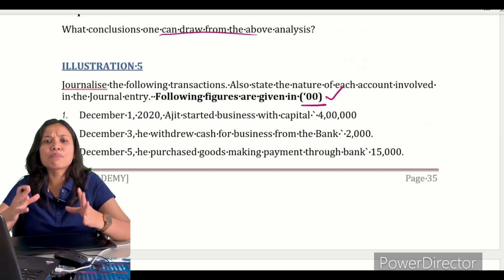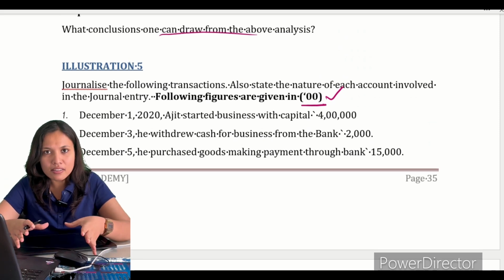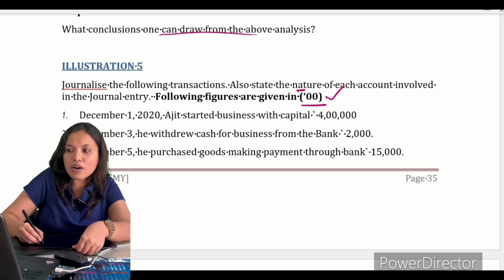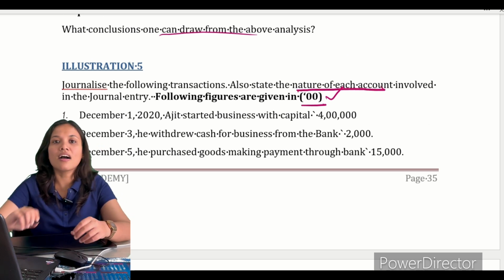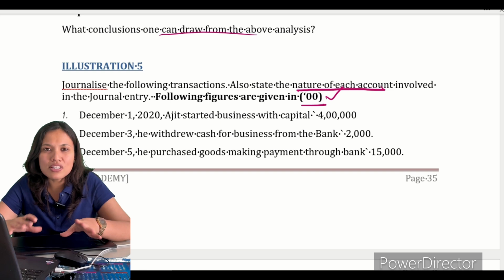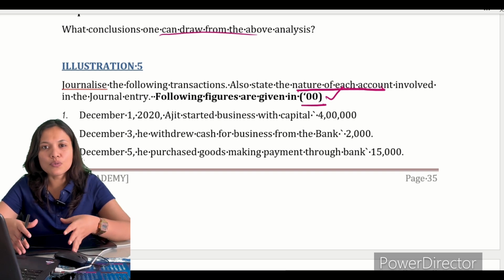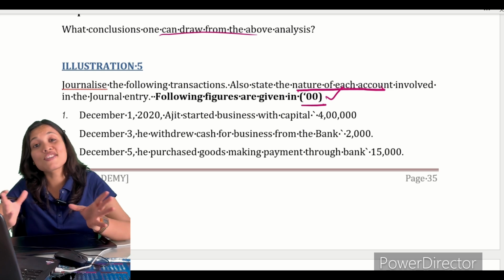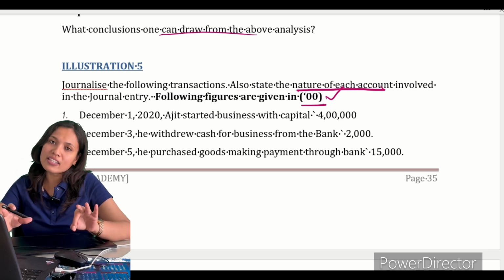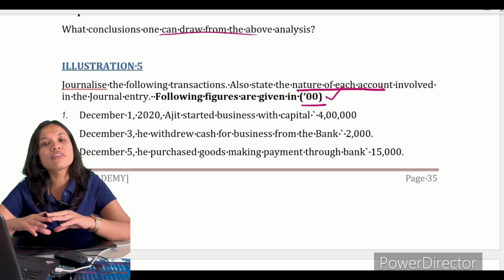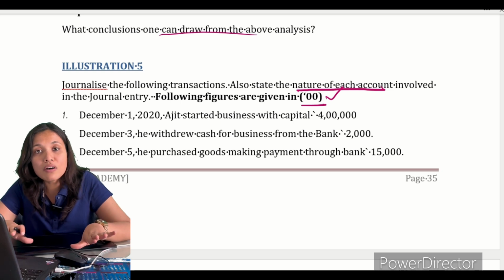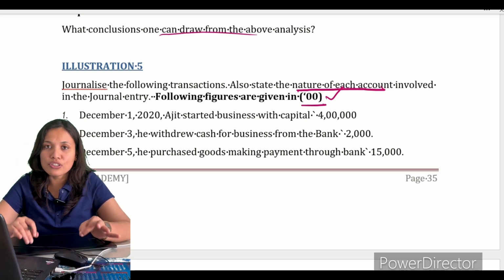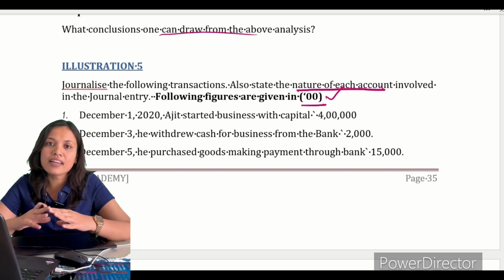Let's put a proper journal format and see here, not only journalize, but we are also asked to tell the nature of each account. Generally, if you are just passing the journal entries in your 11th and 12th, nature of accounts is not asked. But because we are CS students, an additional column is asked. Only if it is asked, you have to draw that column. If it is not asked, don't draw that column. Only if asked, draw it. If not asked, skip it.